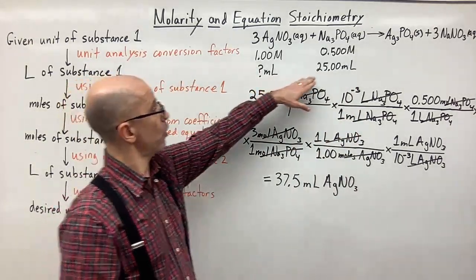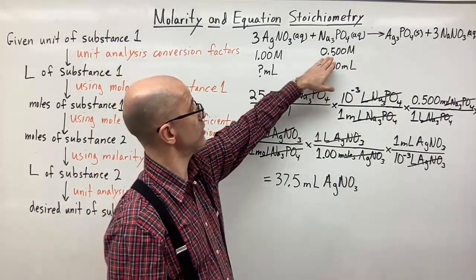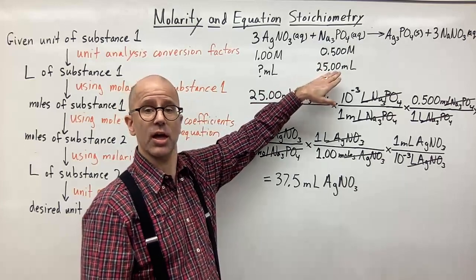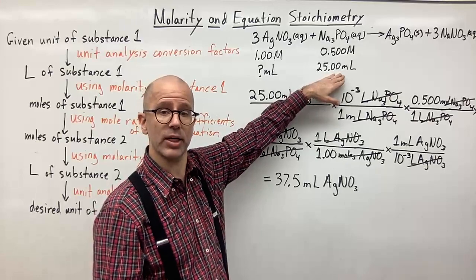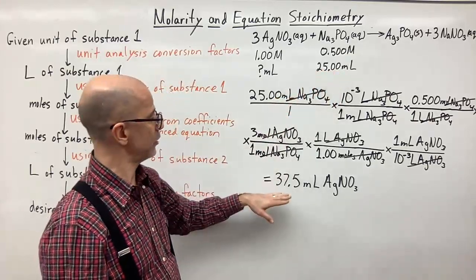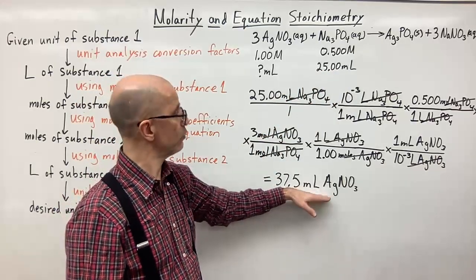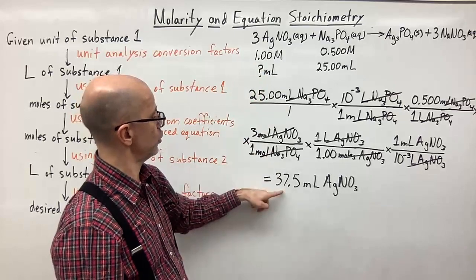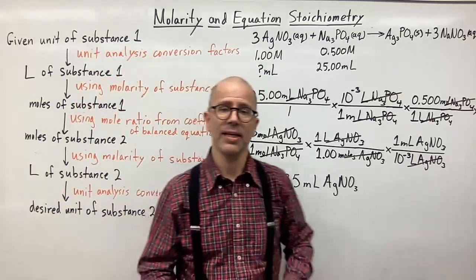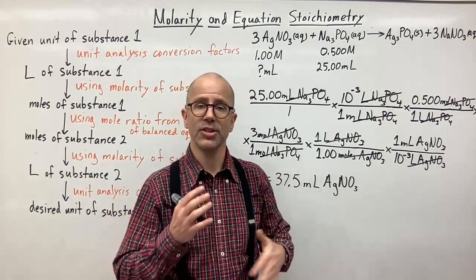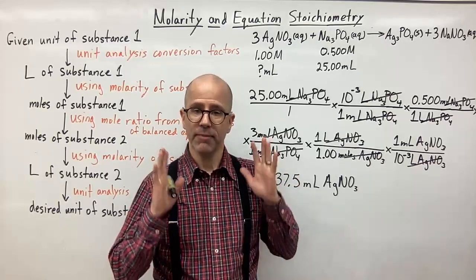So in order to react completely with 25 milliliters of 0.5 molar solution, in order to react completely with this amount of this molar solution here, I need 37.5 milliliters of the other reactant, silver nitrate. So the answer here is 37.5 milliliters. And so that's how you can use molarity to help you solve equation stoichiometry problems. So I hope this was helpful.